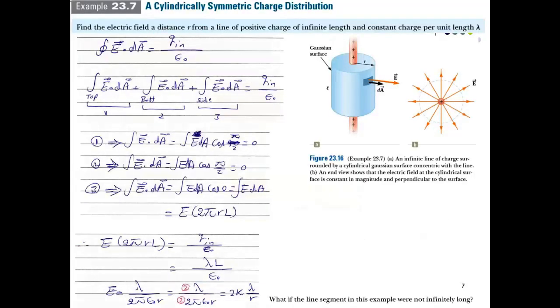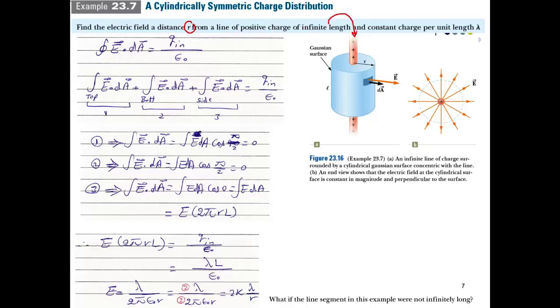Second example. Here, we try to find the electric field at a distance d. We will find the electric field at a distance r from a line of positive charge. It talks about this, okay?